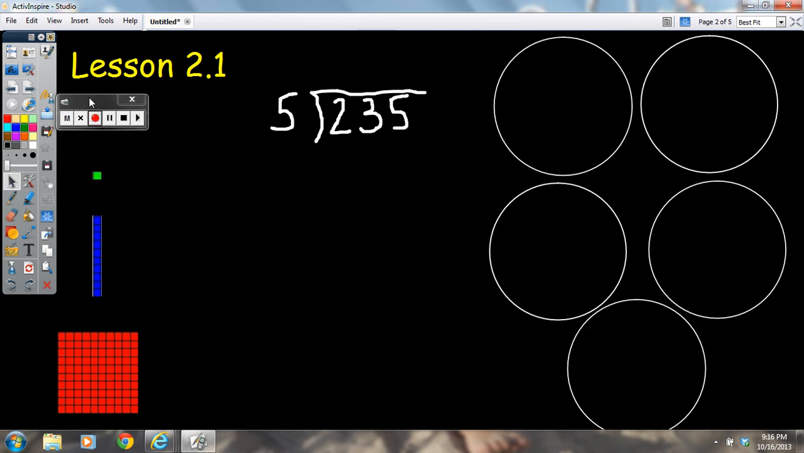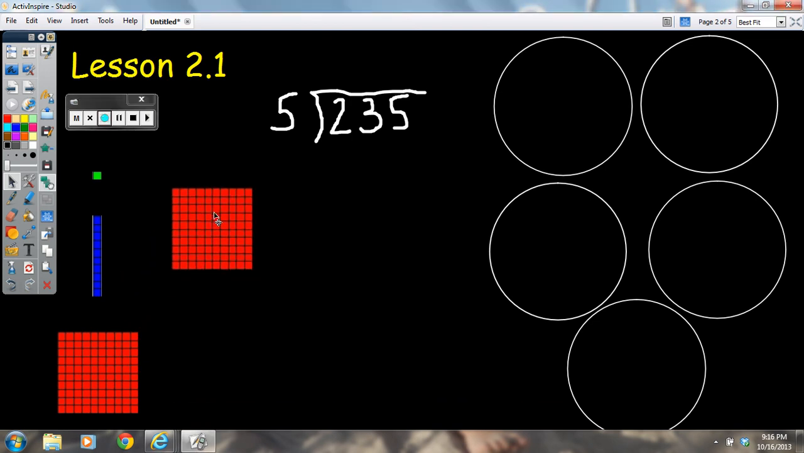Take a look at our first example here. We have 235 divided by 5. Since we are taking this 235 and dividing by 5, I'm creating 5 groups here. Now, I need to represent the number 235 with our base 10 blocks. And I start with my largest place, the hundreds place.